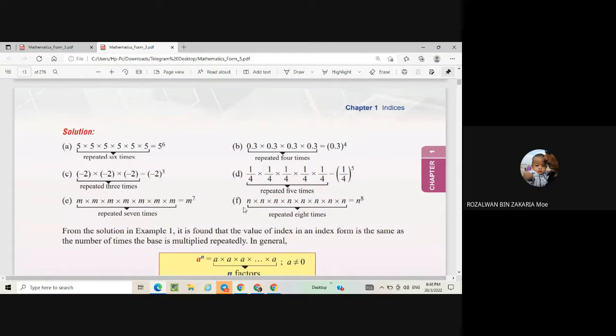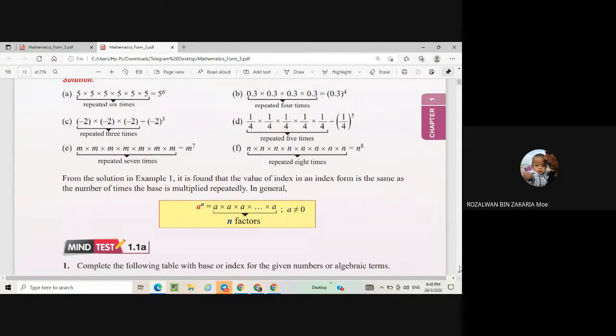And the last one, F. n times n times n times n times n times n times n times n equals n power of 8. The base is equal to n and the power, the index or exponent, is equal to 8 because it is repeated 8 times.